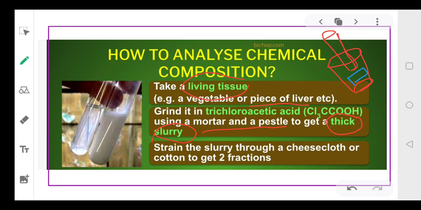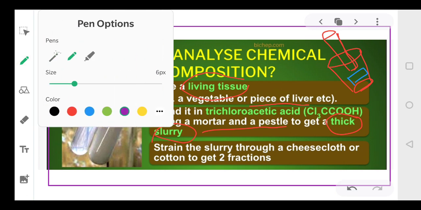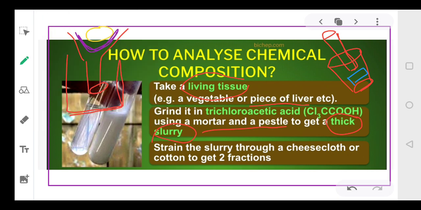Now what will we do? Now we'll take a beaker. Okay everyone, we'll take a beaker. Let's suppose this is the beaker. In the beaker we'll put a funnel, and in the funnel we will apply some cheesecloth or cotton cloth like this. Let's suppose this is the cotton cloth or the cheesecloth, and we will pour the thick paste into this funnel. जो thick paste हमने बनाया है, वो हम इसपे insert कर देंगे. So we have inserted the paste that we have made into the funnel.